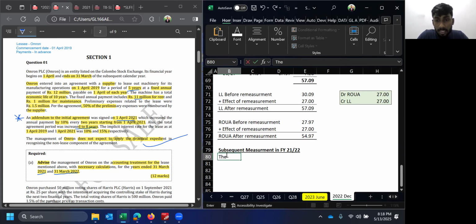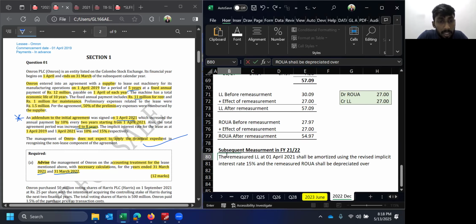How should we say it? The remeasured lease liability at 1st April 2021 shall be amortized using the revised implicit interest rate, 15%, and the remeasured right of use asset shall be depreciated over the remaining lease term, 8 years.